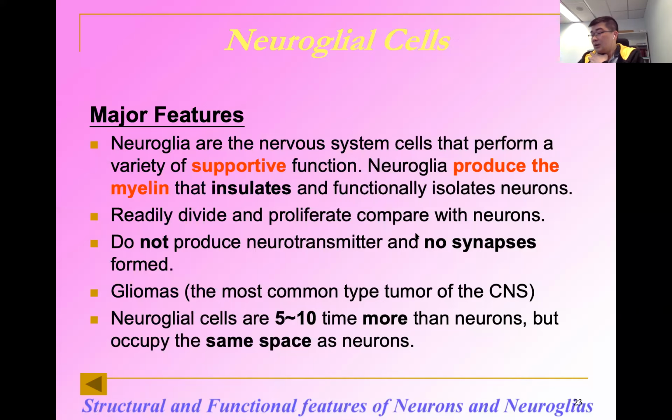Okay, so we talked about the neurons, and another important type of cell in the nervous system is the neuroglia cells. Neuroglia cells mainly do supportive functions. For example, one important aspect is that neuroglia cells produce the myelin that insulates the neurons from each other.